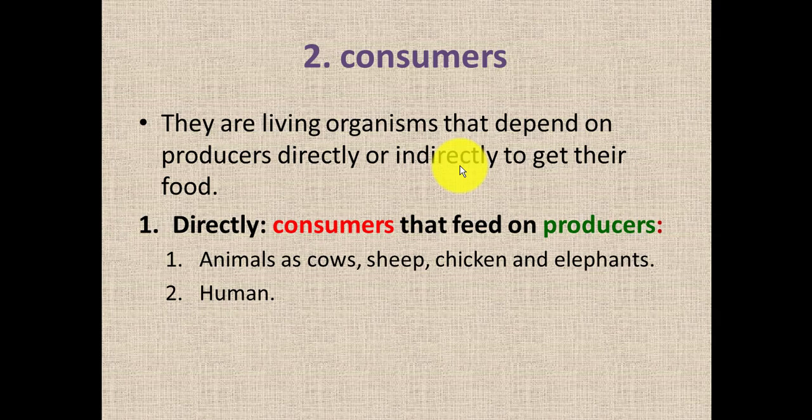Please focus with me. Number 1, directly. There are a lot of examples of animals that eat plants, like cows, sheep, chicken, elephants, and deers, and so on. These animals eat the plants directly. They only eat plants, so we call them herbivores. Number 2, human. We eat plants. We eat fruits and salads and so on. So, these are called direct consumers. Direct consumers feed on plants or feed on producers.